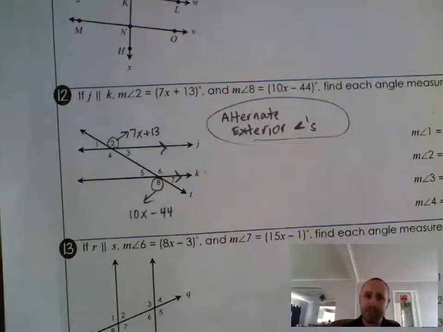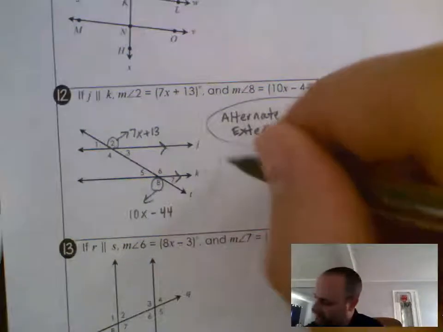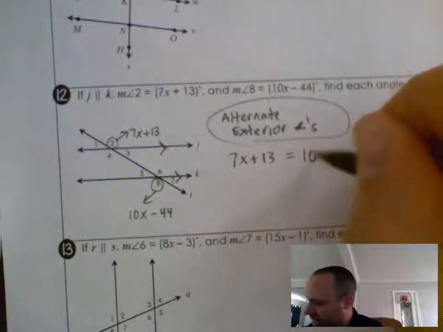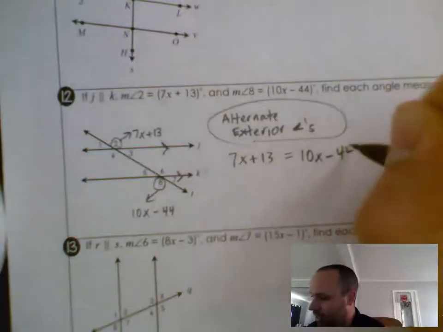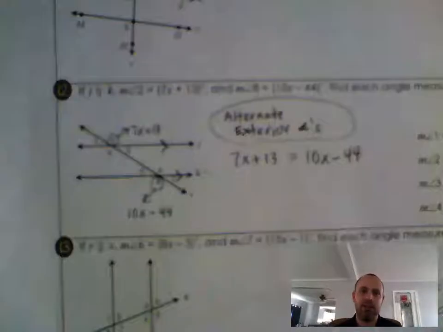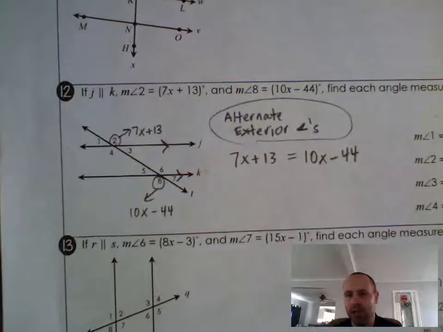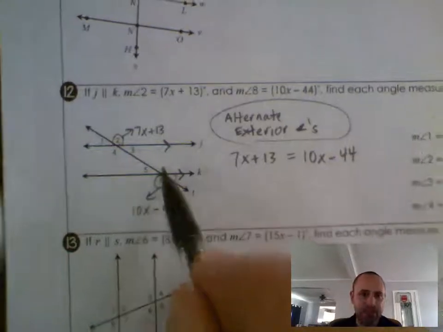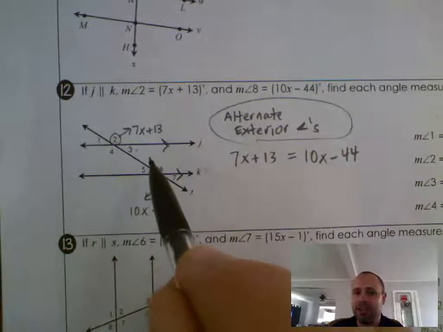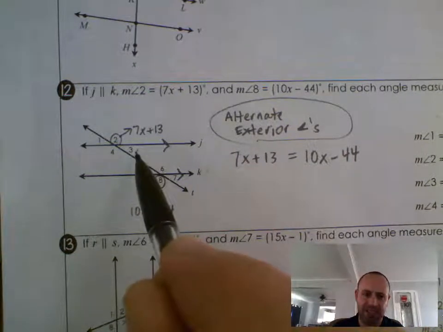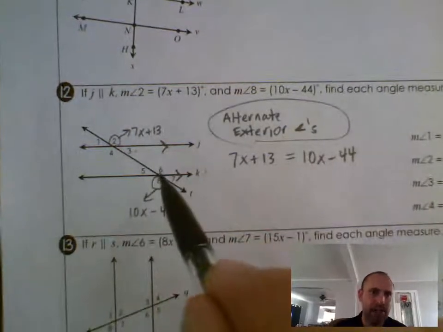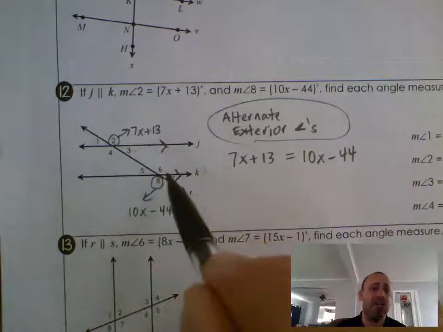Now, the definition for alternate exterior says that those angles have the same measure. So we're going to say that 7x plus 13 is equal to 10x minus 44. You're going to have to set them equal to each other. Now, if, for instance, they were corresponding angles, like 3 and 6, then you'd have to say 3 plus 6 equals 180. You'd have to say this one, whatever it is, plus this one, whatever it gives you, equals 180, because in this case, they're not equal to each other.